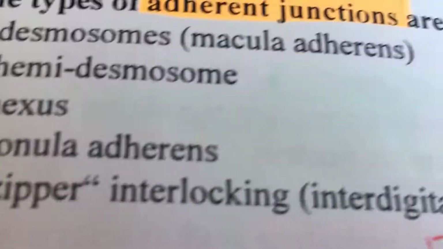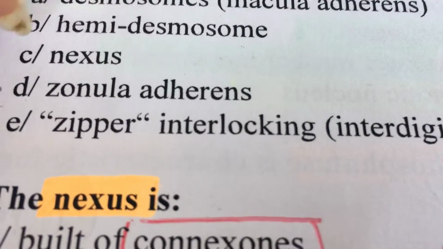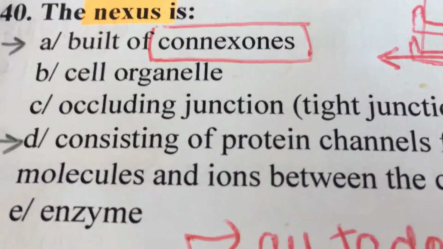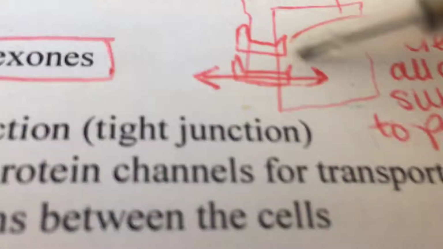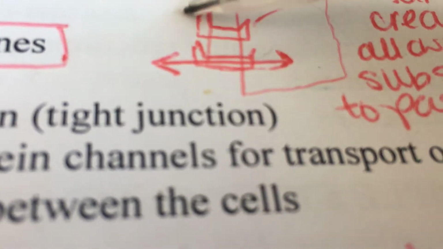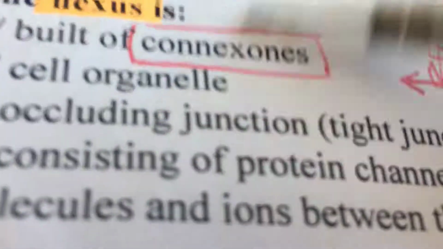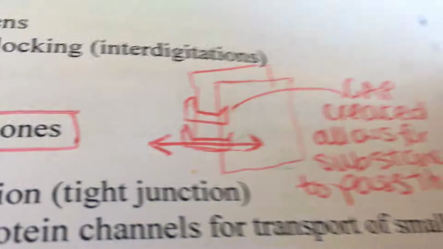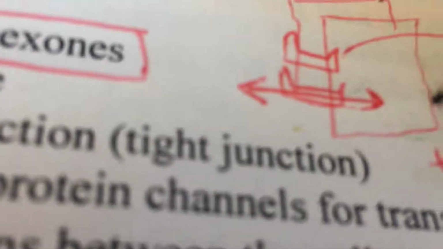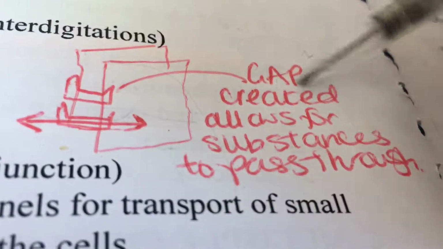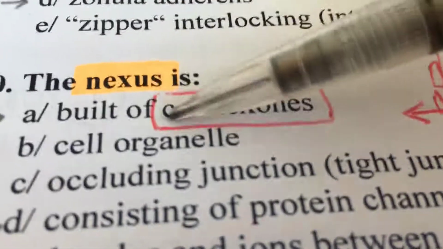Next. So the types of adherent junctions, you've got desmosomes, hemidesmosomes, and zonular adherents. What is a nexus? So nexus is when there are two cell membranes and two structural units, and they are combined with a sixth structural unit made up of nexus, which is made up of connexomes. And this forms a gap junction. Whenever there's a gap between two things, it's allowing, for example, oxygen or substances to pass through this gap. That's what's happening here. There's passage. The gap is created and allows for substances to pass through. So it's built of connexomes.